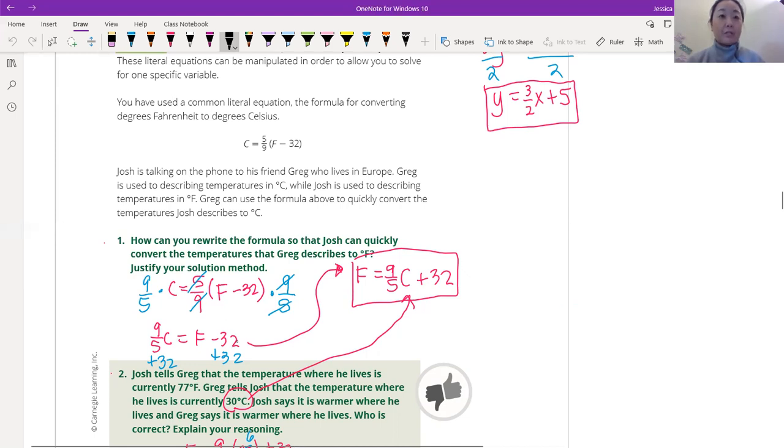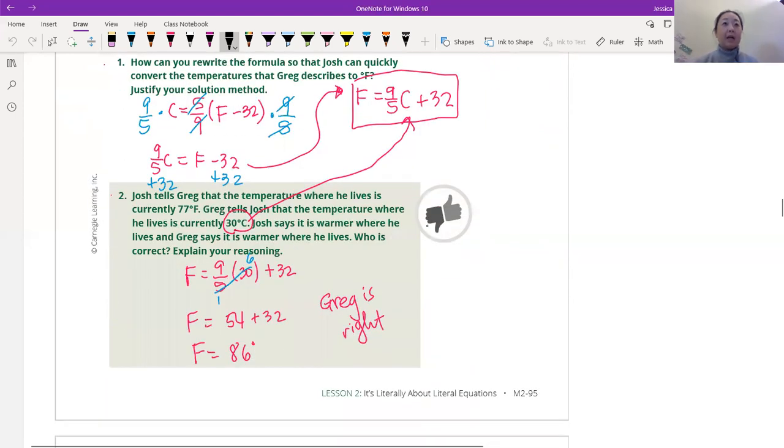Now we just need to get rid of the 32. So remember, it's minus 32, so the opposite of that is add 32. And obviously this 32 does not have a C there. They are not like terms, so they're separate. So F is equal to 9 over 5 C plus 32. All right. And this will help us figure this out.